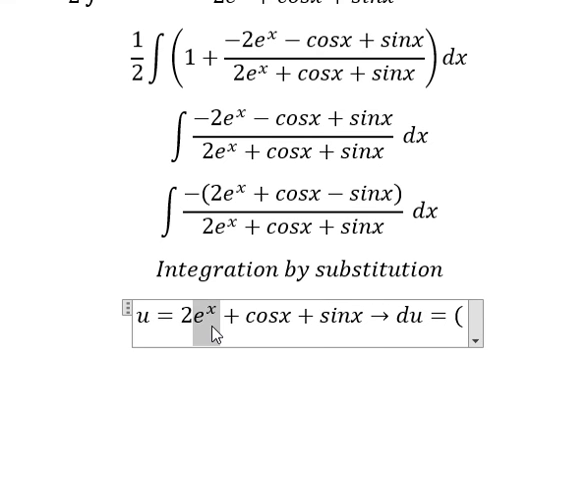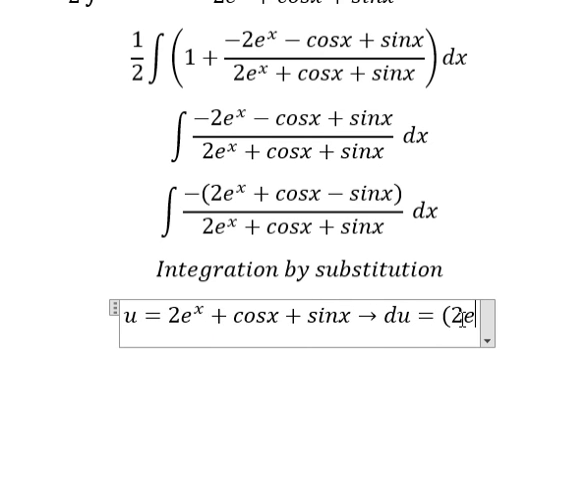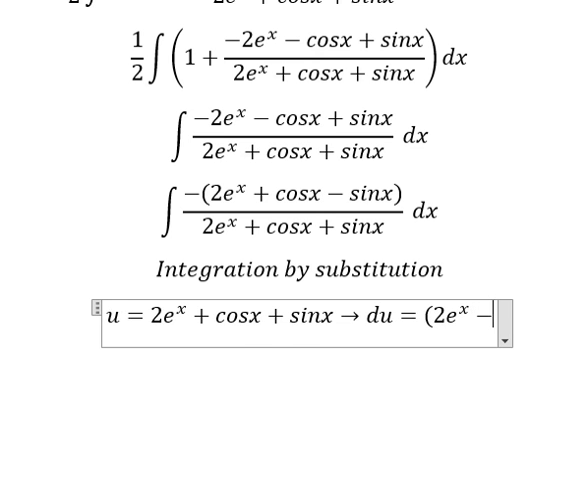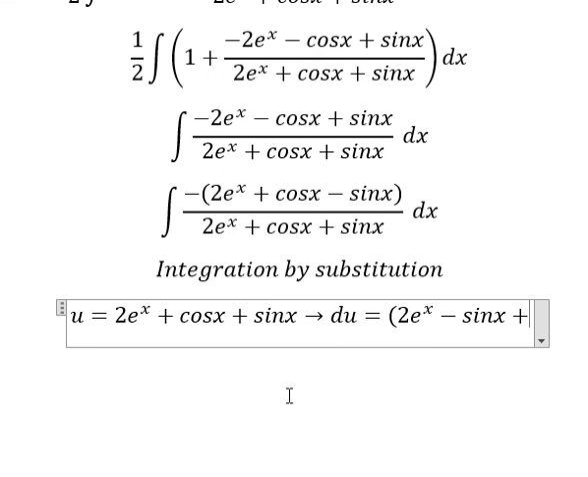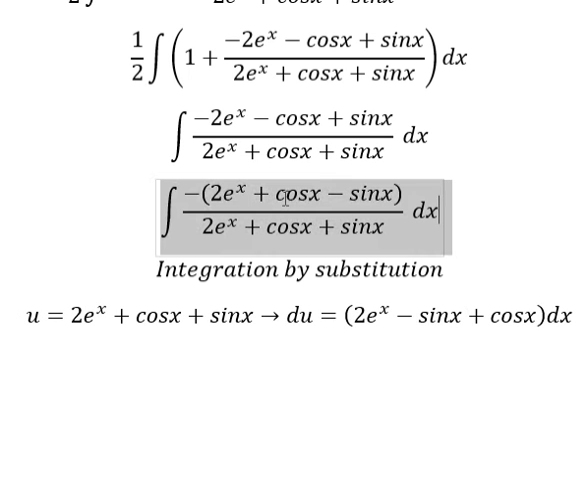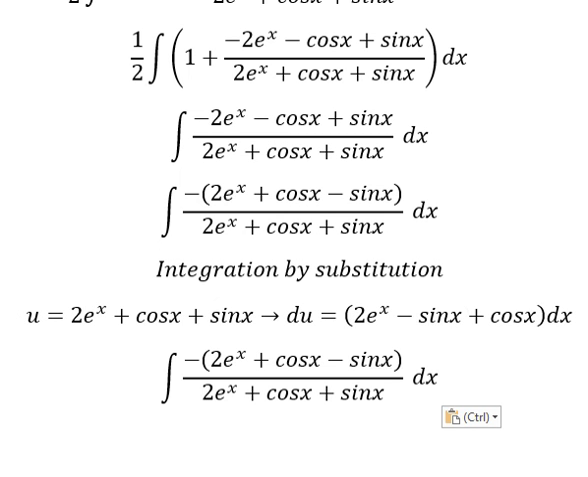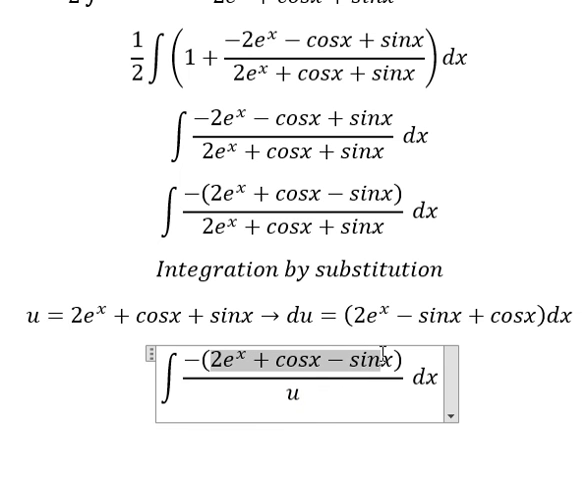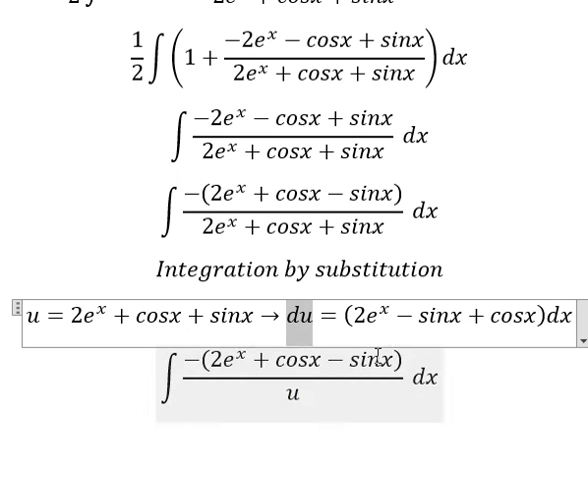This one we keep the same. This one we have negative sine s. This one we have cosine s ds. So this one in here we change to u, and this one with ds we change to du.